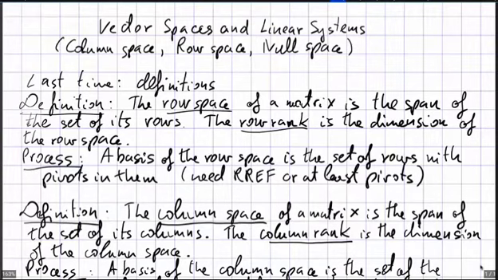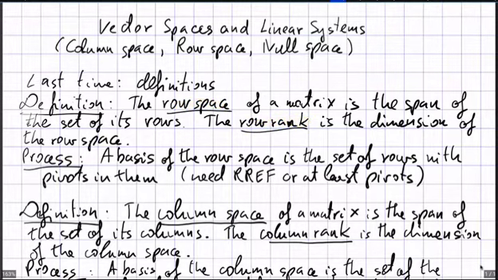All right, so last time we started this section on vector spaces and linear systems, and I mentioned that a better title is column space, row space, and null space, since this is what we will consider in this section. And last time we wrote down several definitions. Let me repeat them. The first one is the row space of a matrix. It is the span of the set of its rows. And the row rank is the dimension of the row space.